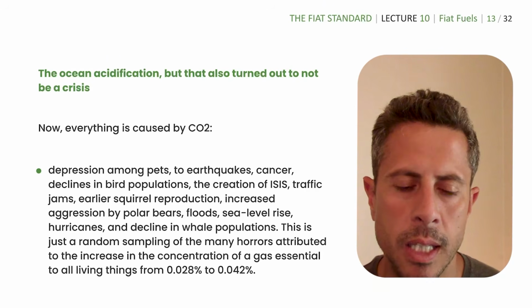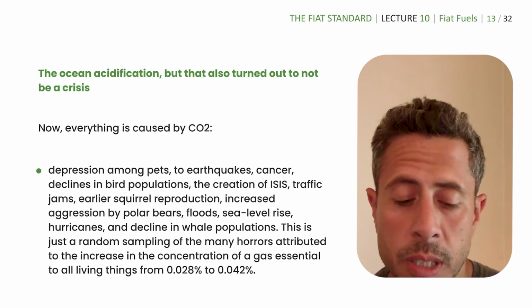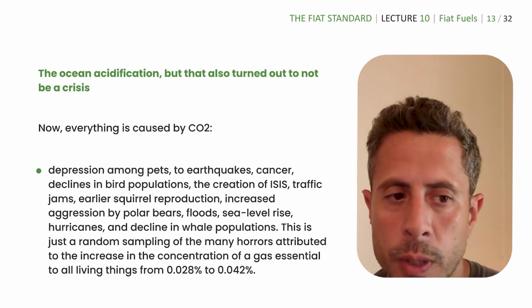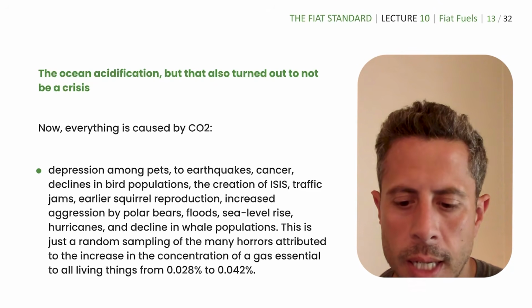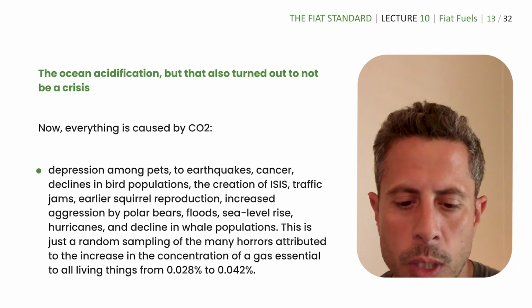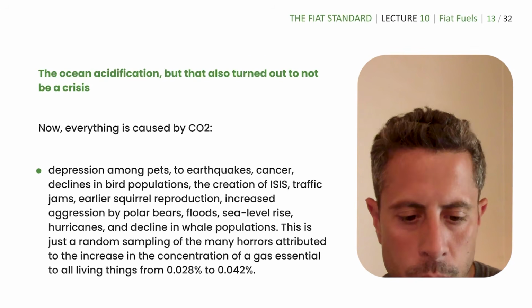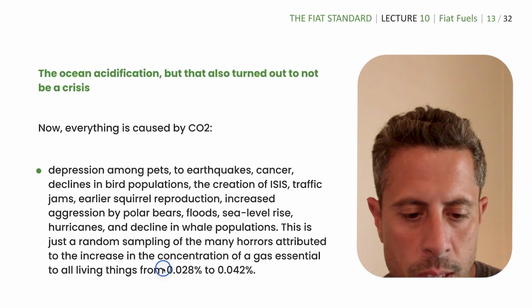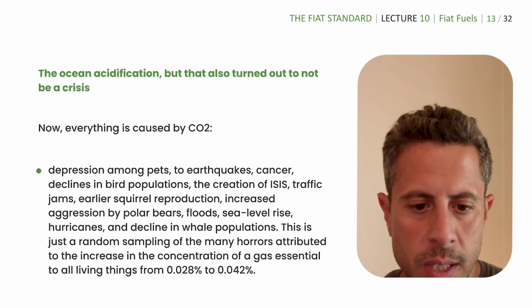So there's a link in the book to a website where essentially the website has collected over the years hundreds of articles of things that are caused by carbon dioxide and climate change. And it's just amazing. Pretty much everything that you can imagine, all of it has been attributed to this increase in CO2 concentrations from 0.028 to 0.042. And this is just the way that Fiat science works.